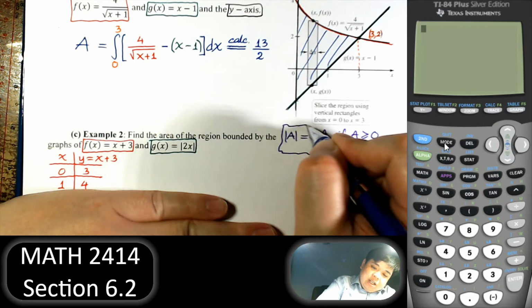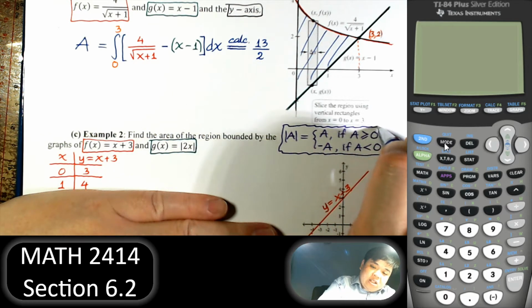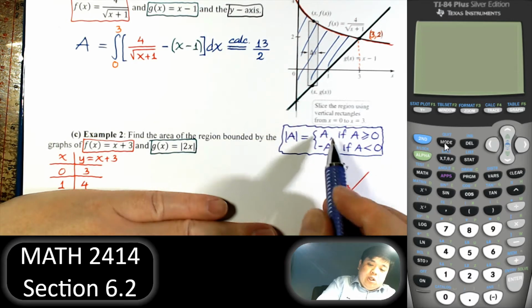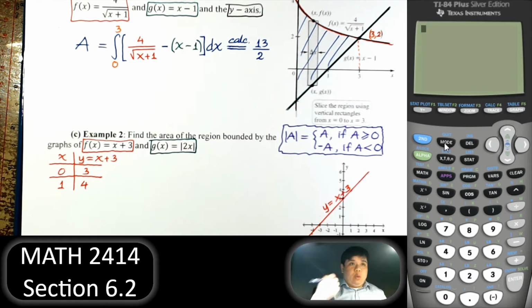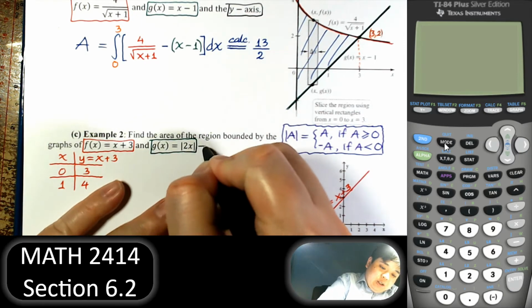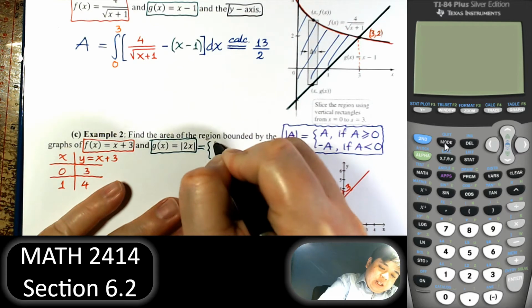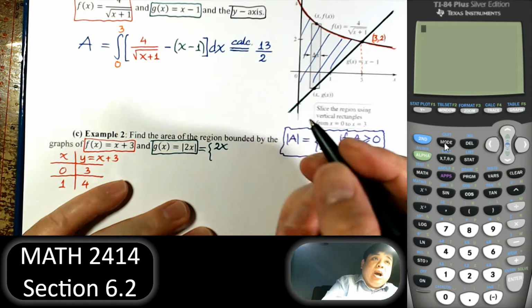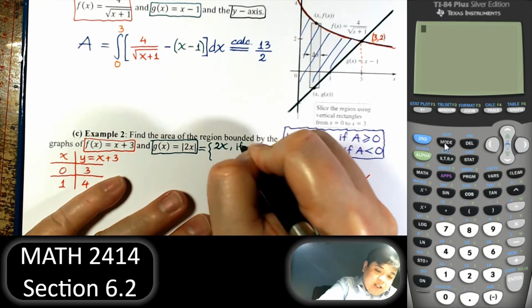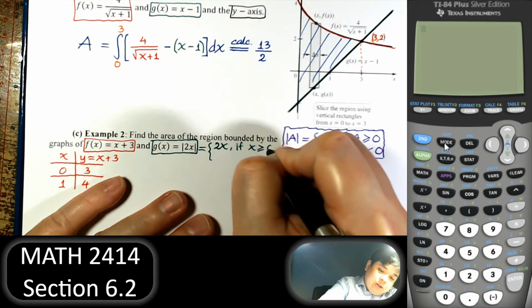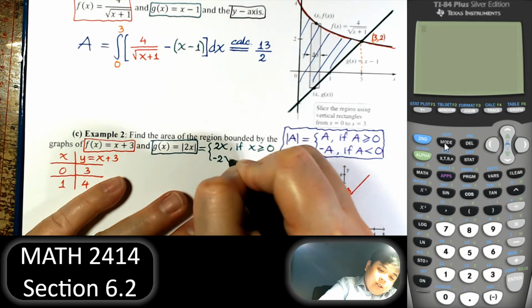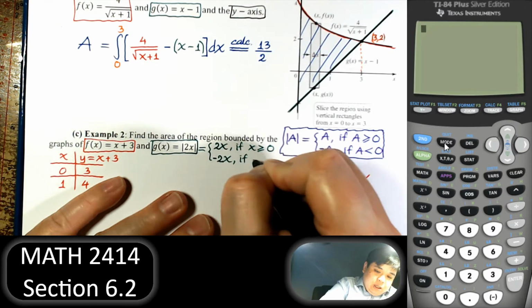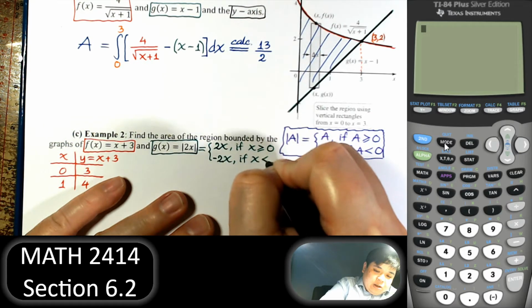Because absolute value is the distance to 0, so the distance cannot be negative. If it's positive, it will stay. If it's negative, it will turn to its opposite, which will be positive. So the absolute value of 2x is going to be the same, 2x, if x is greater than or equal to 0, or it is equal to negative 2x if x is less than 0.